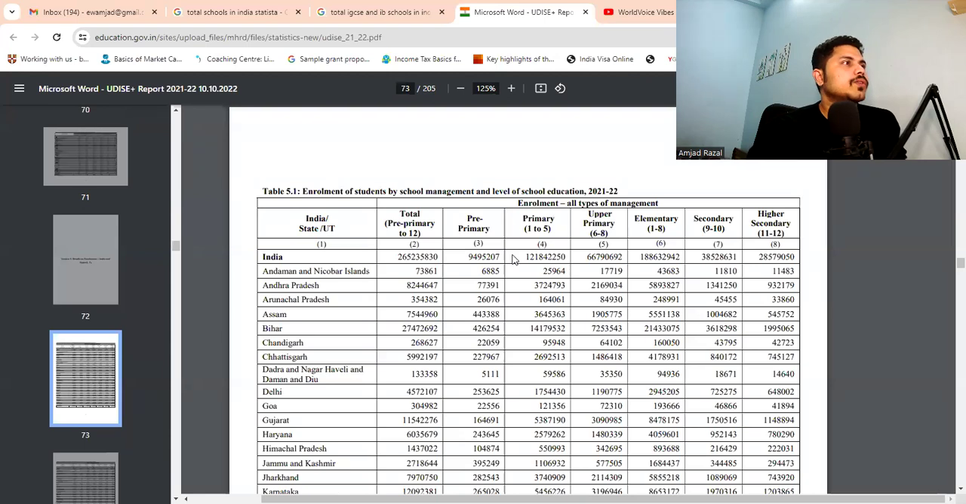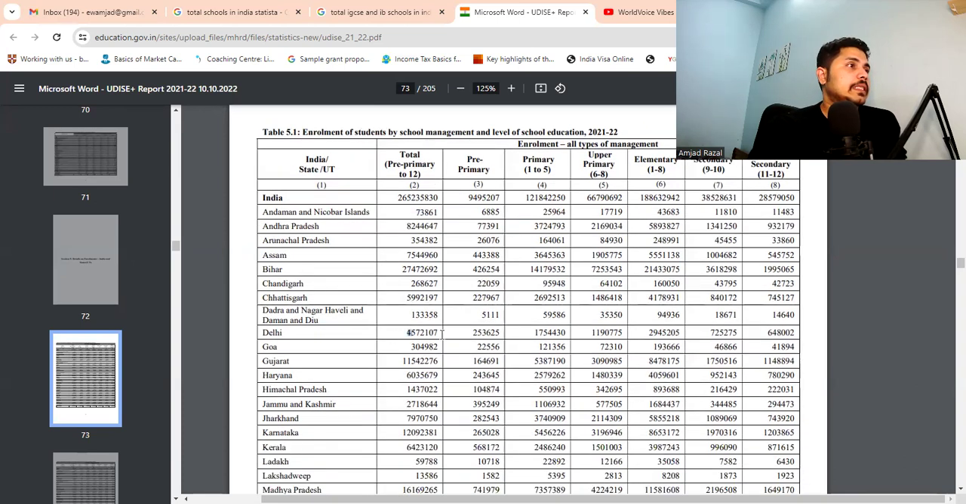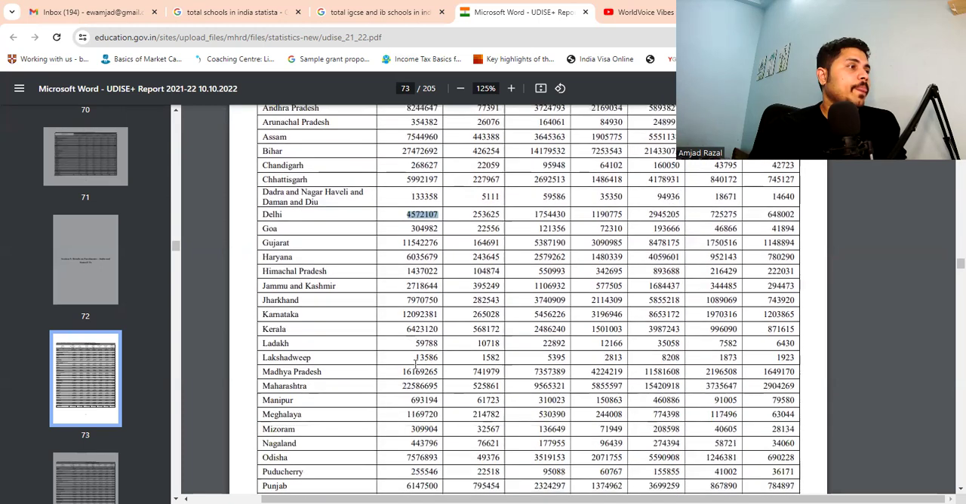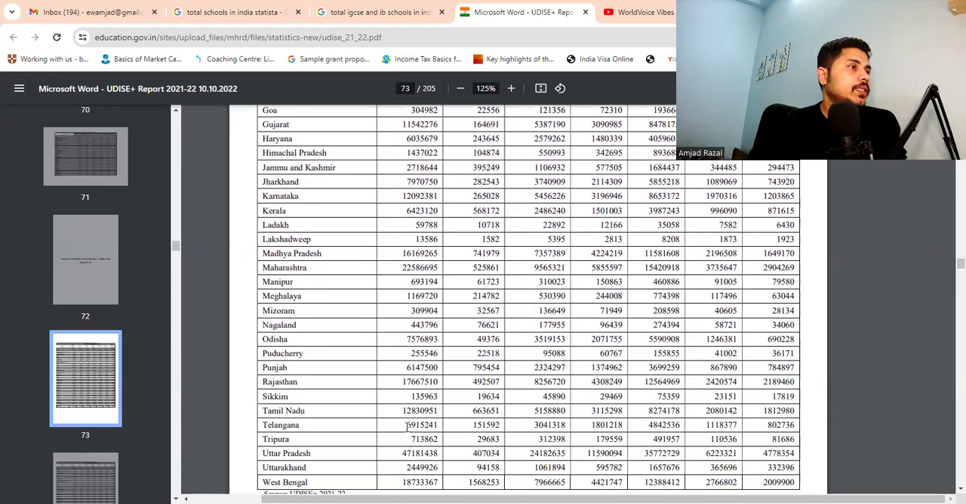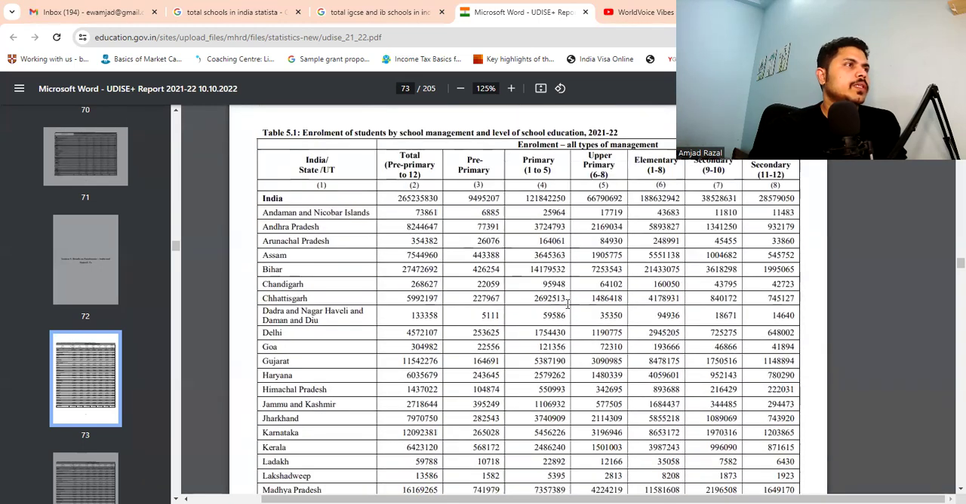Yes. So all over India, 26 crores. Good. From Andaman and Nicobar, we have 7 lakh 73,861 enrollment in total pre-primary to grade 12. Delhi, this is the number, 45 lakhs 70,000. Telangana, it's 69 lakhs. This is the same number which we saw on top. So this is the enrollment of students. How many students are enrolled in every single state?